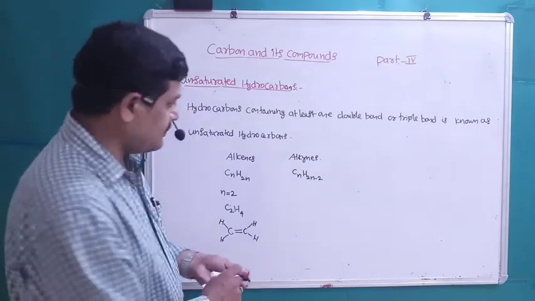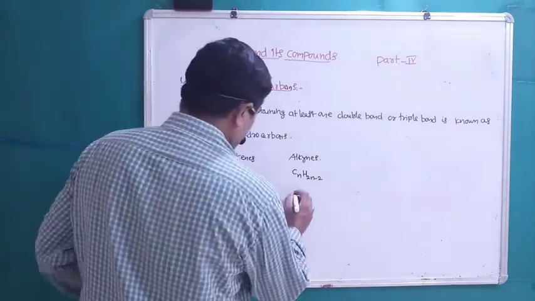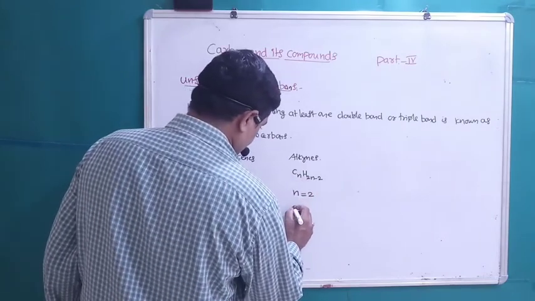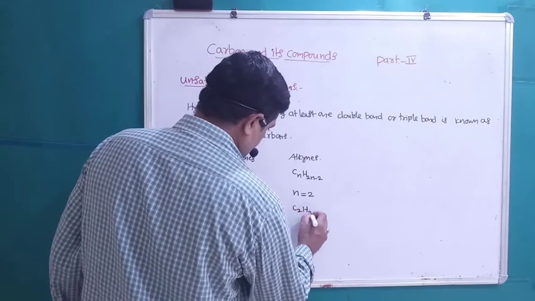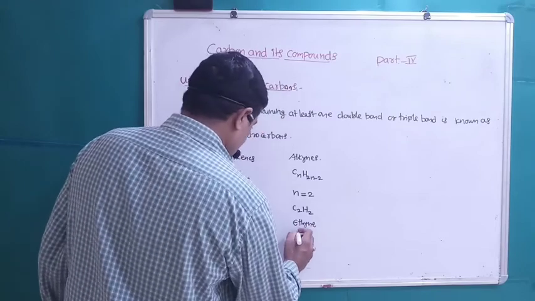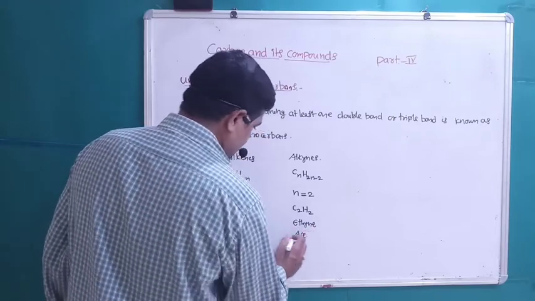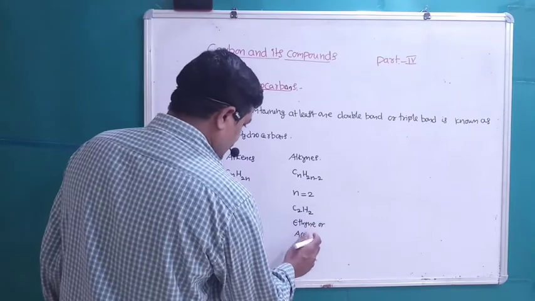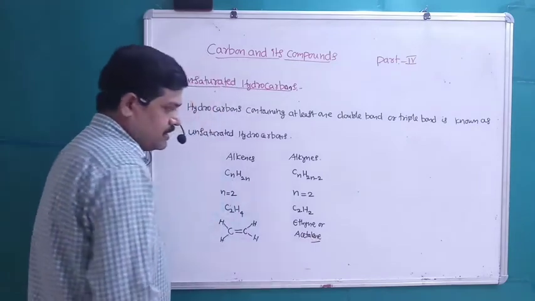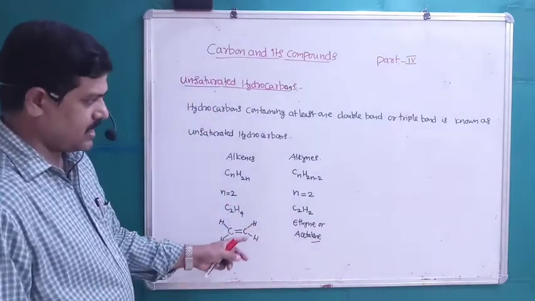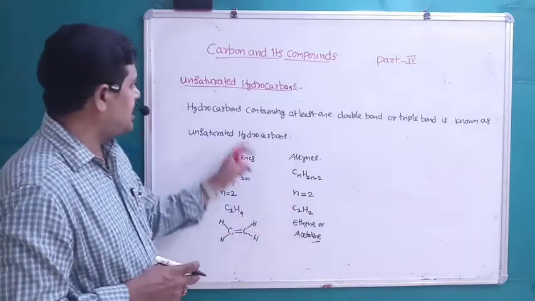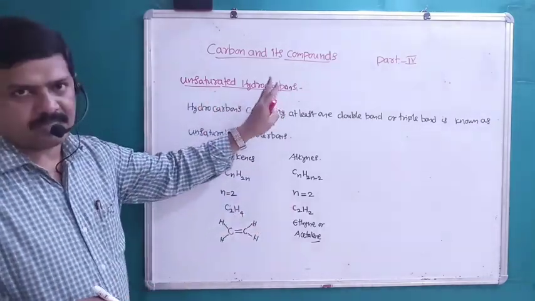For the alkyne, the first member we will get by substituting n is equal to 2, so that we will get C2H2, which is known as ethyne, right? The general name of ethyne is acetylene. Acetylene is the general name. Ethyne is the IUPAC name, right? These compounds together, alkenes and alkynes, are called unsaturated hydrocarbons, right?